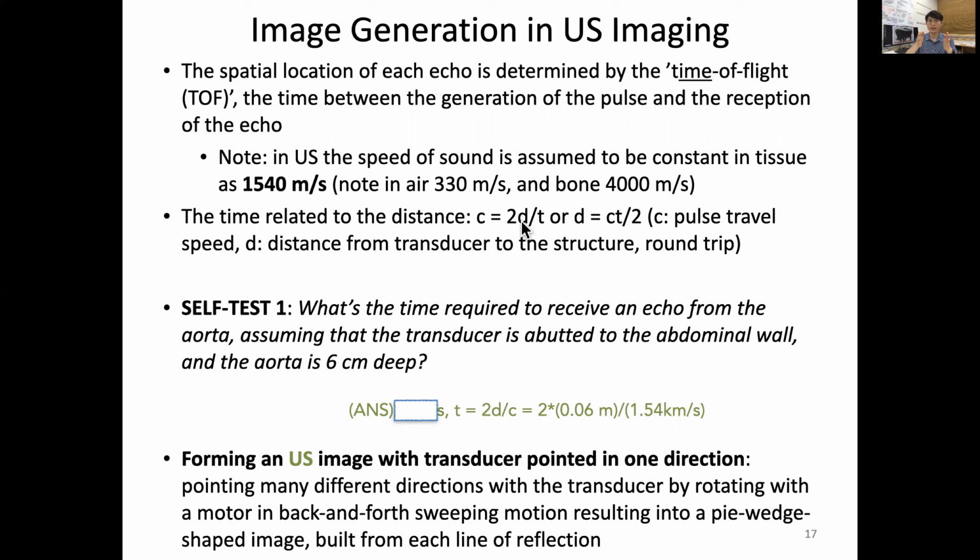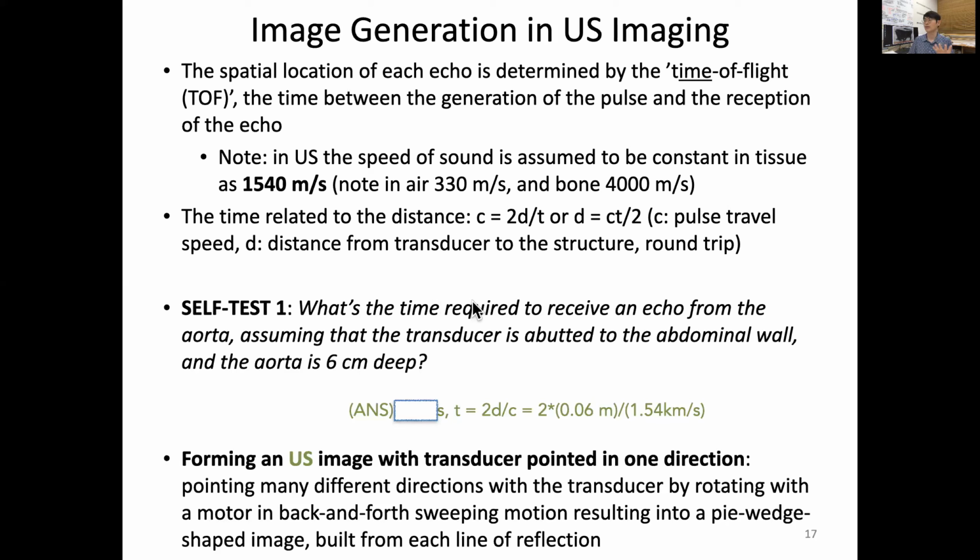Or we are interested in the location D, so D can be described as the speed times time divided by 2. So C is actually the pulse travel speed, the speed of sound, and D is the distance from the transducer to the structure, and the pulse travels a round trip. So now let's have a simple calculation.